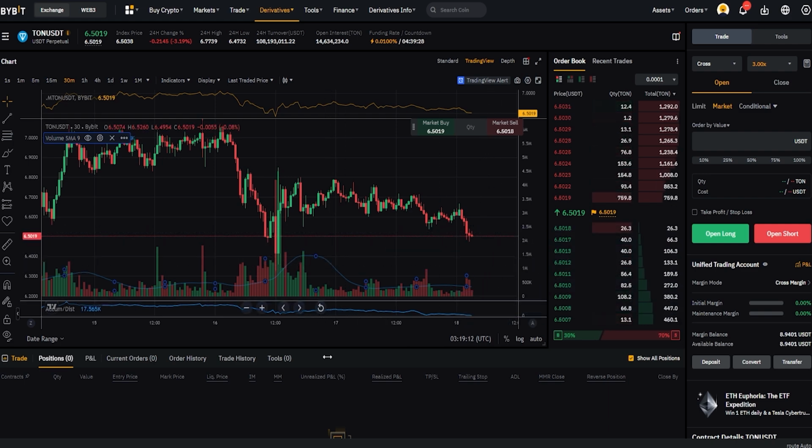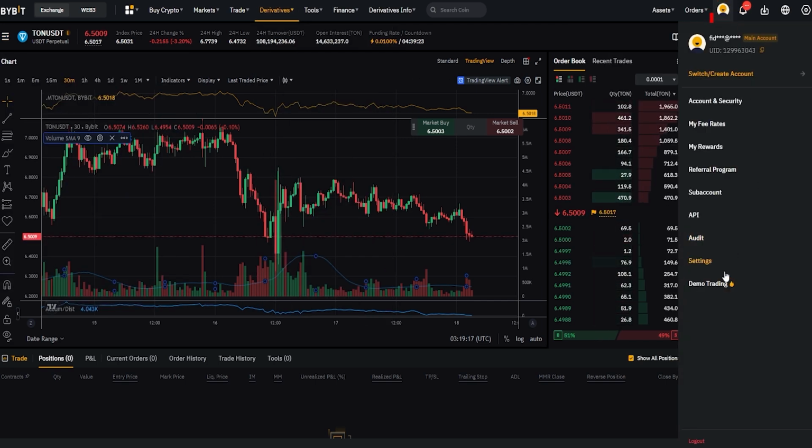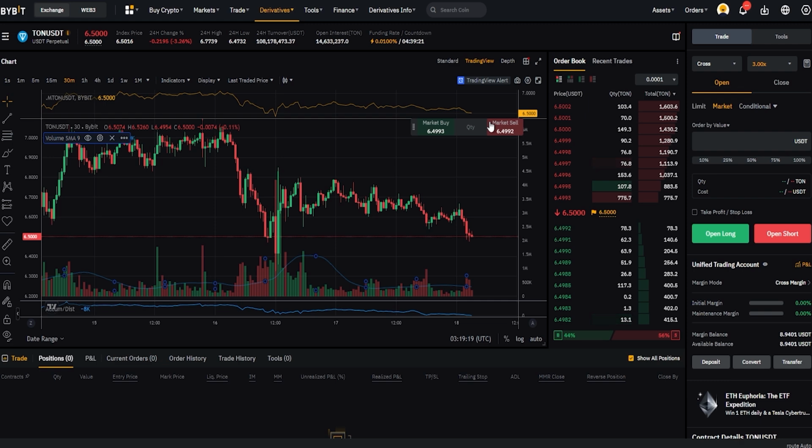I would advise you to use demo trading. By the way, there is such a function on Bybit. You can click on your icon and select demo trading, and there you can try to see all the functionality.